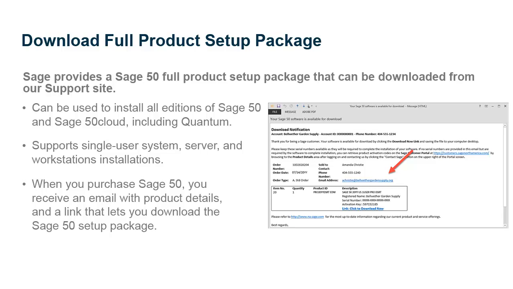When you purchase Sage 50 or Sage 50 Cloud, you will receive an email with your product details and a link that lets you download the Sage 50 Setup Package. Click on this link. This will open the Sage 50 US Edition download portal on our support site.